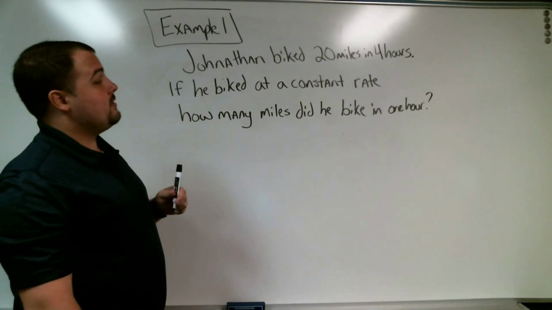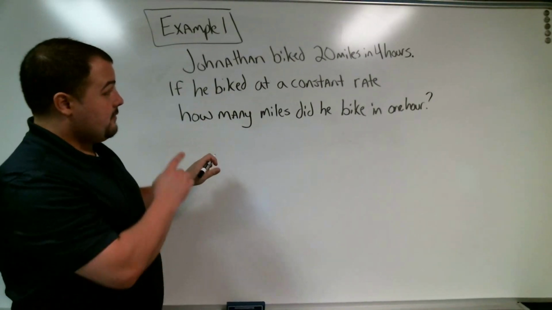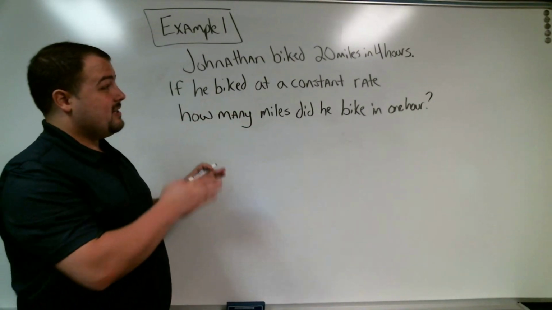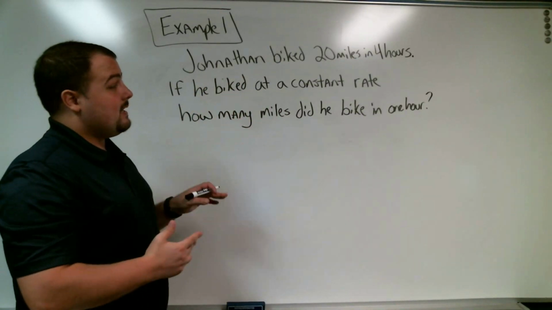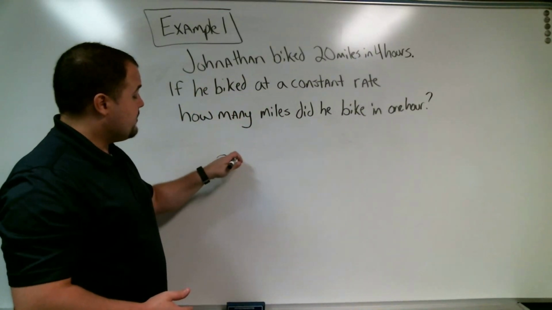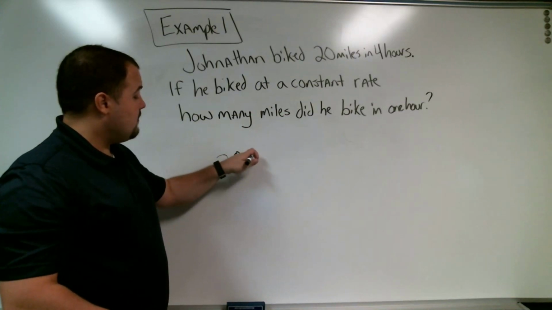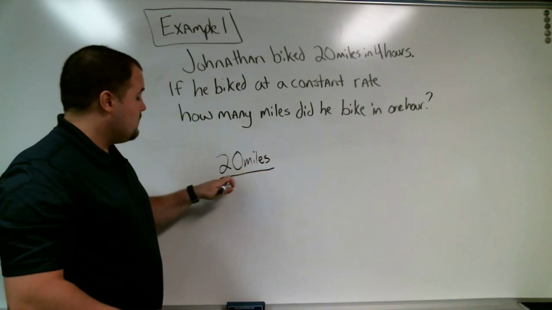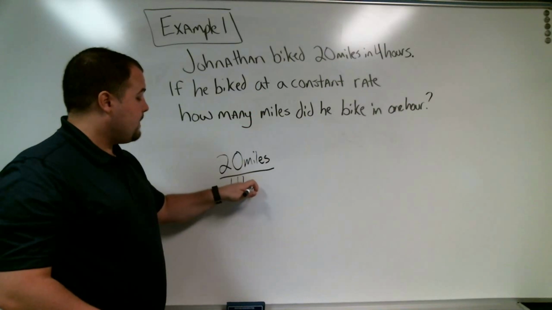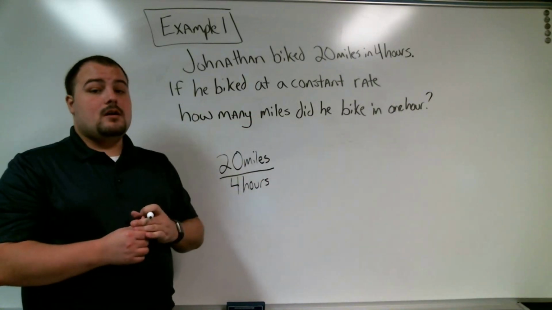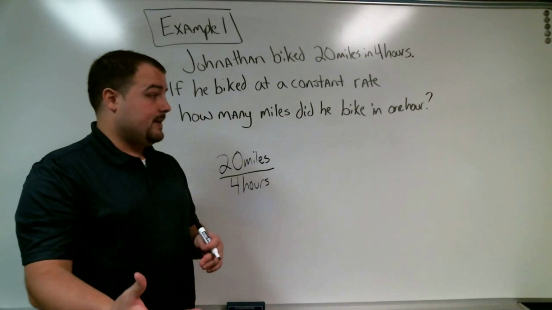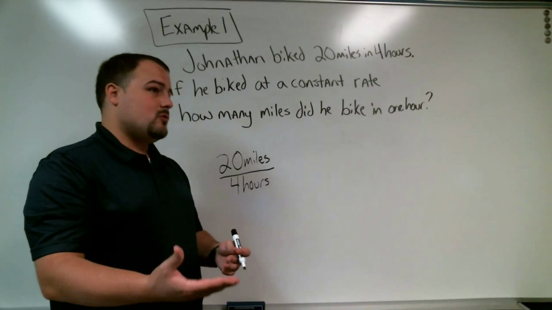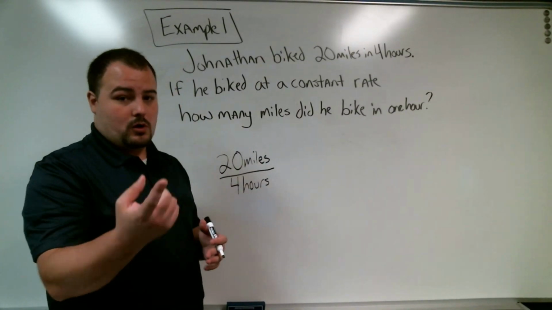John biked 20 miles in 4 hours. So if I was going to write 20 miles in 4 hours, I see that I have miles, I have hours. It's two different things. We can make that a rate by just writing it as a fraction: 20 miles, 4 hours. I know that I want hours on the bottom because remember, our denominator is on the bottom. And when we're writing a unit rate, we always want our denominator to change to the number 1.